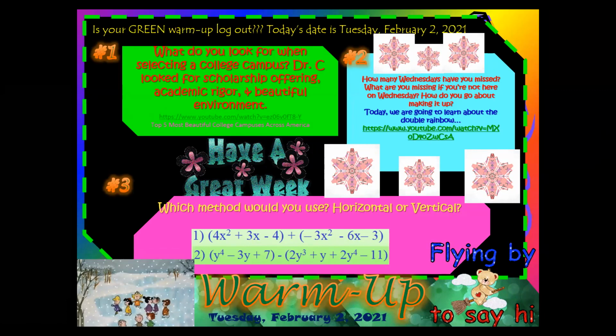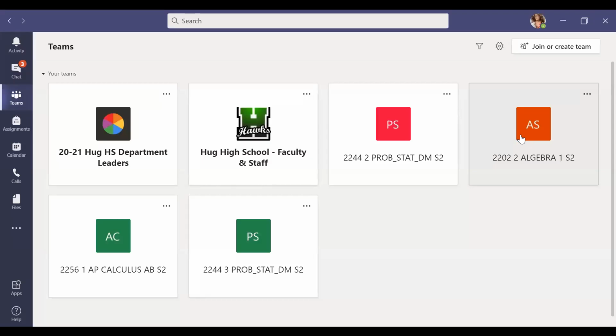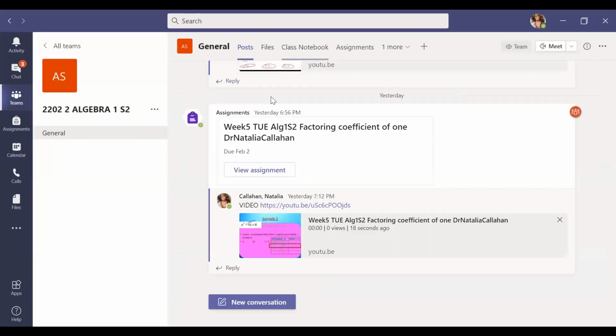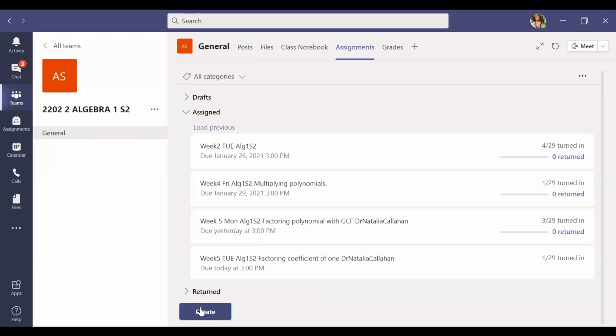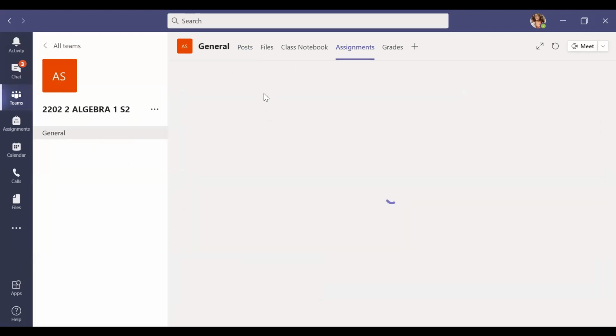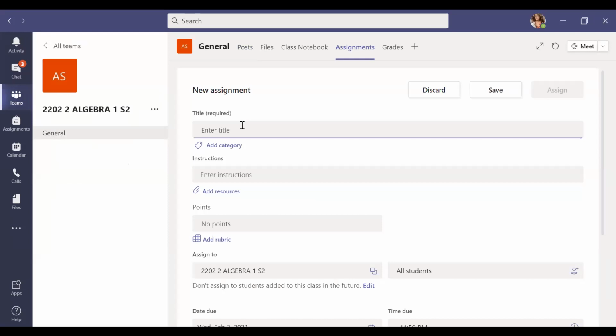All right, let's go ahead and add your assignment for today. So we're going to go over to your MS Team, and we're going to go to Algebra 1. Let's go ahead and add the assignment for today. So we're going to go ahead and create that assignment. Today, it is week 5, Wednesday, Algebra 1, Semester 2, and today we're going to talk about FOIL and multiplying polynomials.